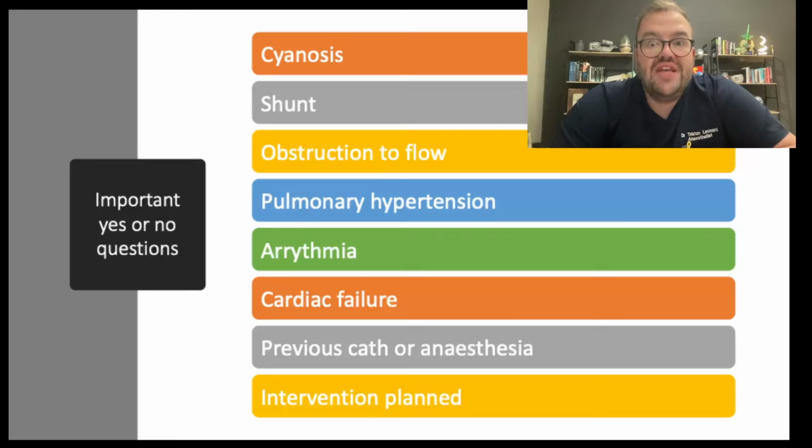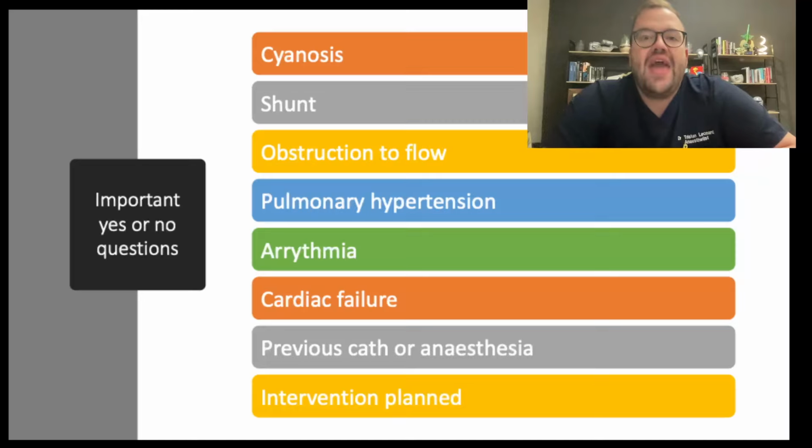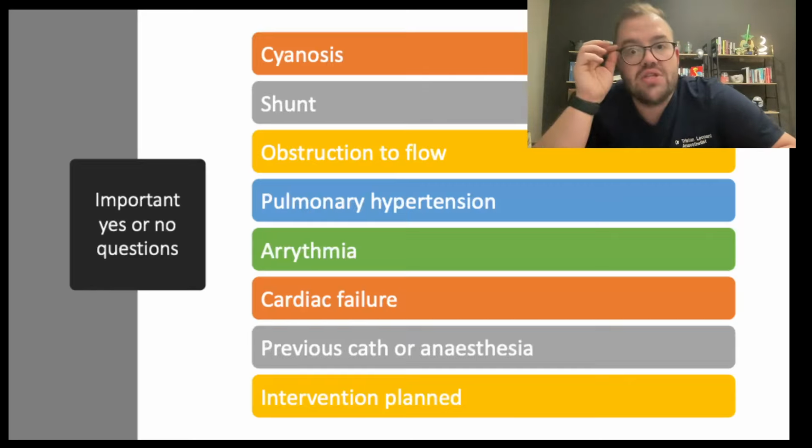Have they had a previous cath or an anesthetic for anything else? Yes or no? If they have, what were the specific complications? How did they manage them? How did they do, etc.? What airway size devices, what fluids, what analgesics, what induction agents? And then lastly, is it an intervention or just a diagnostic? And those questions, if you can answer all of them, I promise you guys, with a bit of experience and somebody like me teaching you, you can become a master in the cath lab.